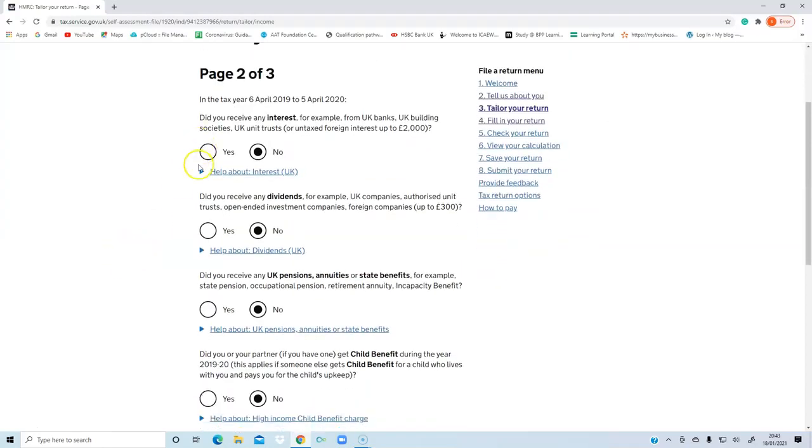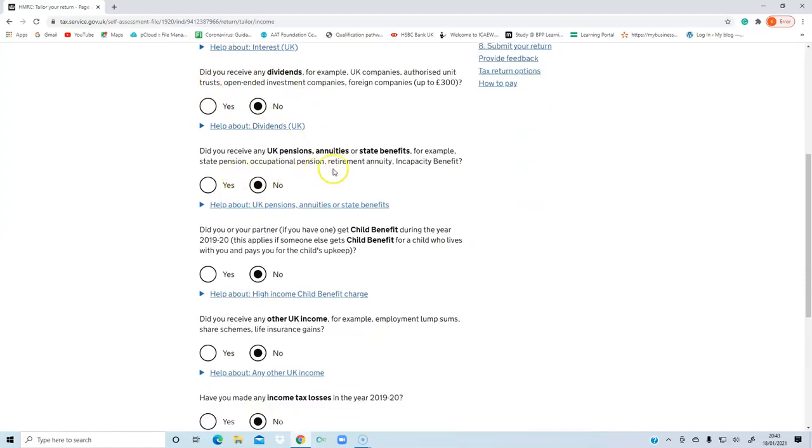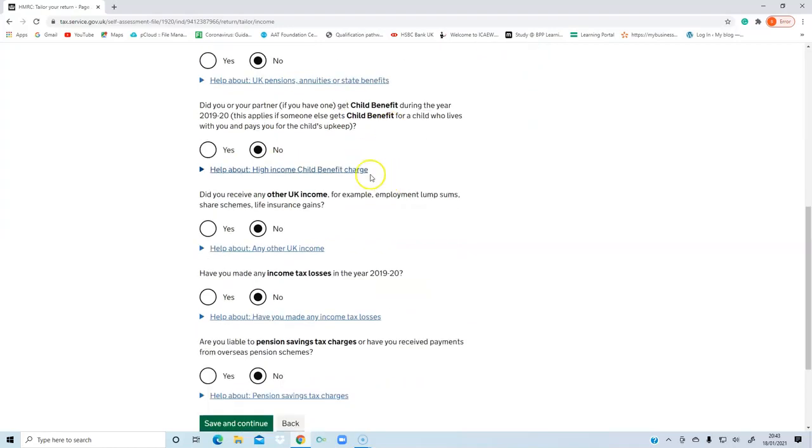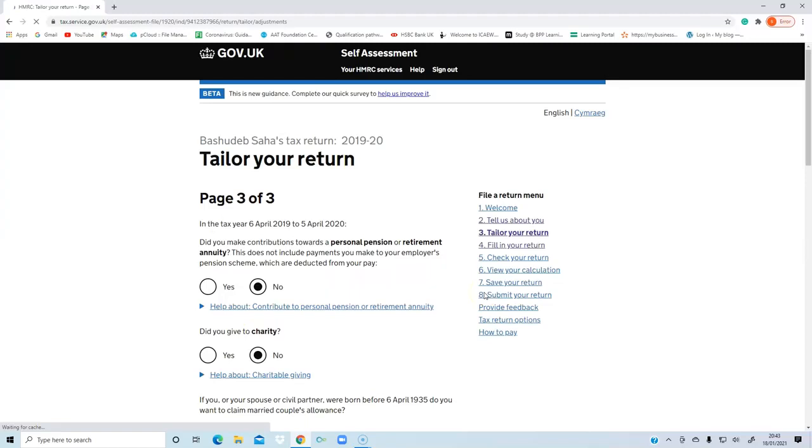It will ask you, did you receive any interest? For example, if you have a savings account, did you receive any interest? For me, the answer is no. Did you receive any dividend? No. Did you receive any UK pension, state benefit? No. Child benefit, other income, income tax losses? There were no losses, so I will say no. Are you liable to pension tax saving charge? No. In most cases, all of these answers are no for 99% of people.